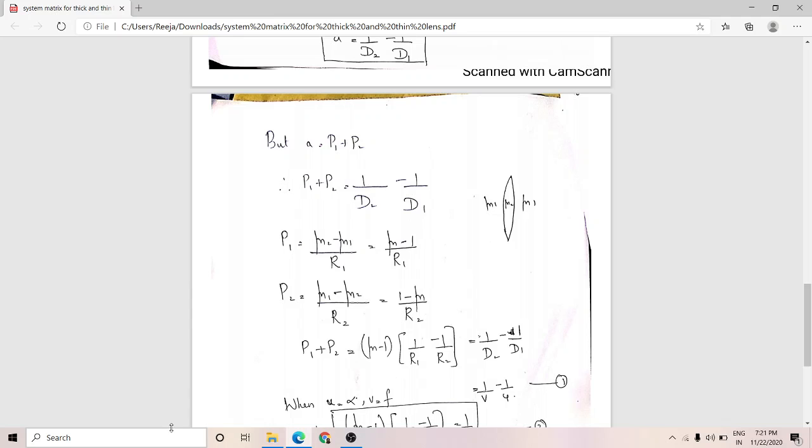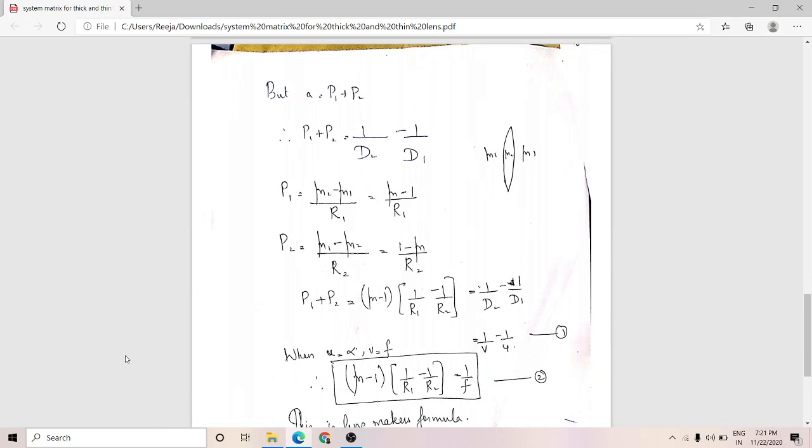We know that when u is at infinity, v is at the focus. When the object is placed at infinity, the image is formed at the focus. So 1 by v minus 1 by u is equal to 1 by f. So we get P1 plus P2 is equal to mu minus 1 into 1 by R1 minus 1 by R2, which is equal to 1 by f. This is our lens maker's formula. This is equal to 1 by f is equal to P1 plus P2.